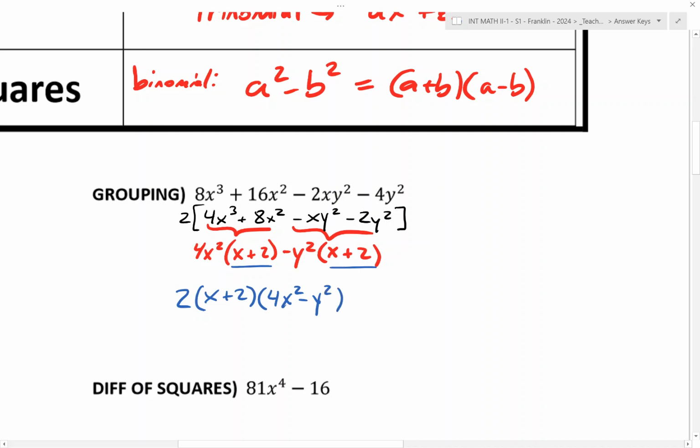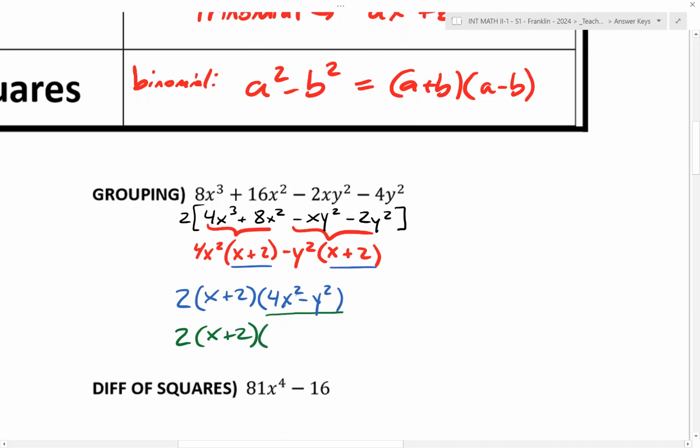And now I think perhaps unintentionally we have actually a difference of squares right here. I'm not sure in the creation of these notes I intended to have this whole thing happen. I think this was just meant to be a simple grouping problem, but that's okay. So we have a difference of squares right here. 4 is a perfect square, and x squared and y squared are both perfect squares. So we can go one step further, 2, and then x plus 2.